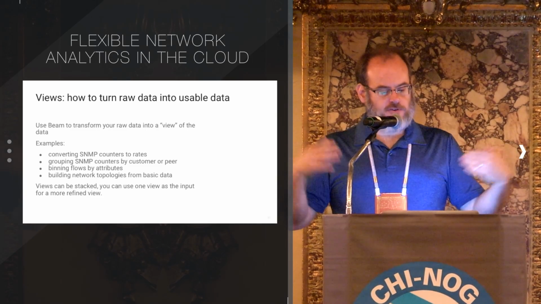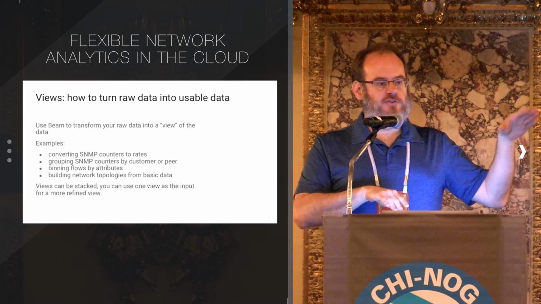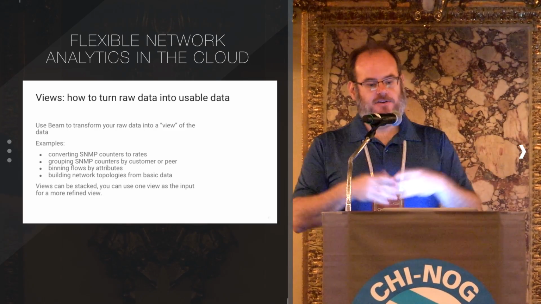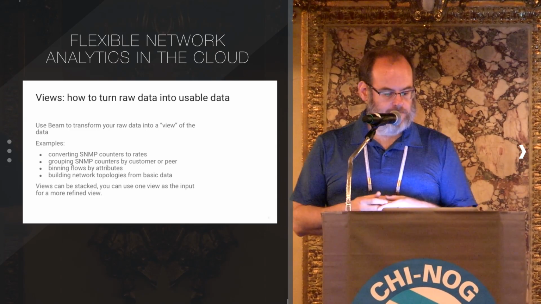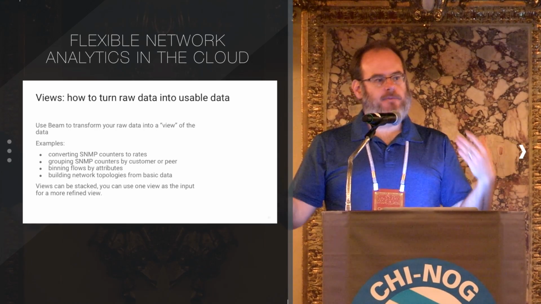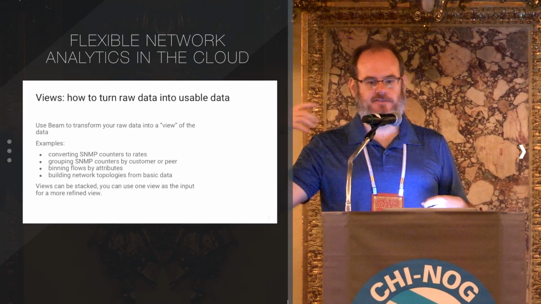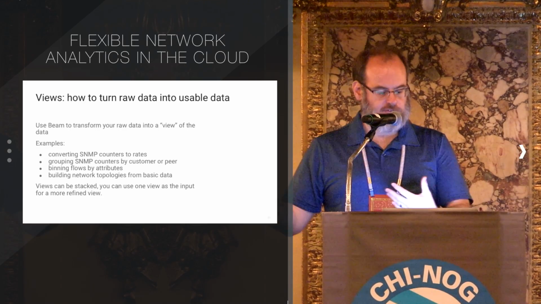And the interesting thing about these views is they can stack on top of each other. So you can make one view that maybe converts your 30-second measurements into rates, and then you can have another view that takes that and turns it into 5 minutes where you have averages and maybe 95th percentile or something like that. And you can continue to stack those. Or you could say, oh, I have a bunch of interfaces that have similar semantics. Maybe they face the same customer, they face the same peer, and I want to add them up. So you can create an aggregate view that adds those things up.